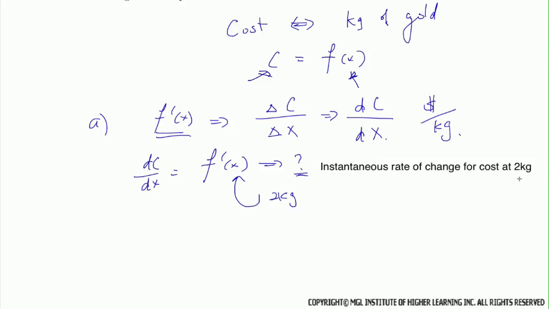So what this approximates is that when you're changing from 2 kilograms to, let's say, 2.1 kilograms, the extra amount of money that it takes to produce that 0.1 kilogram will be about what you get from putting the 2 kilograms into the derivative. Okay.